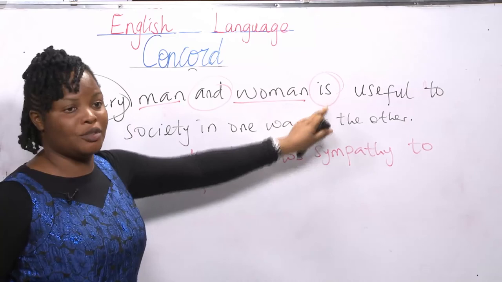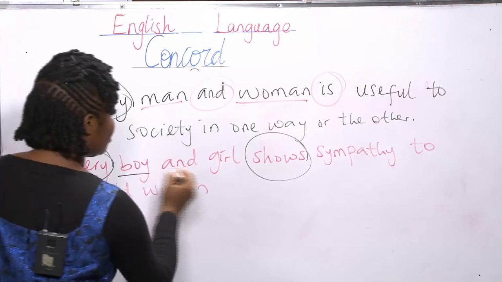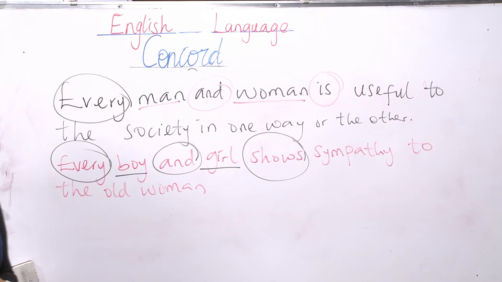And the same thing happens here. Because I have used every here, we have to use a singular verb, even though we have two subjects joined together by and. So let's take note of that. And the same thing goes for each.